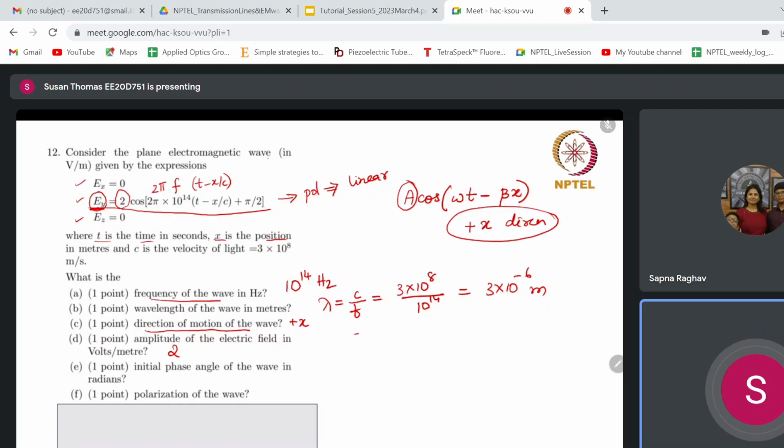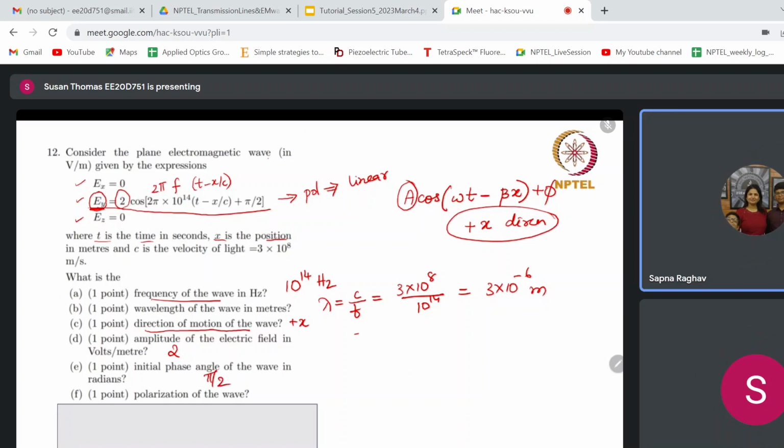So initial phase angle. If you look at this, this is of the form A cos(omega t minus beta x plus phi). So the initial phase is pi by 2. Now the next question is very easy: polarization of the wave. Linear. Exactly.